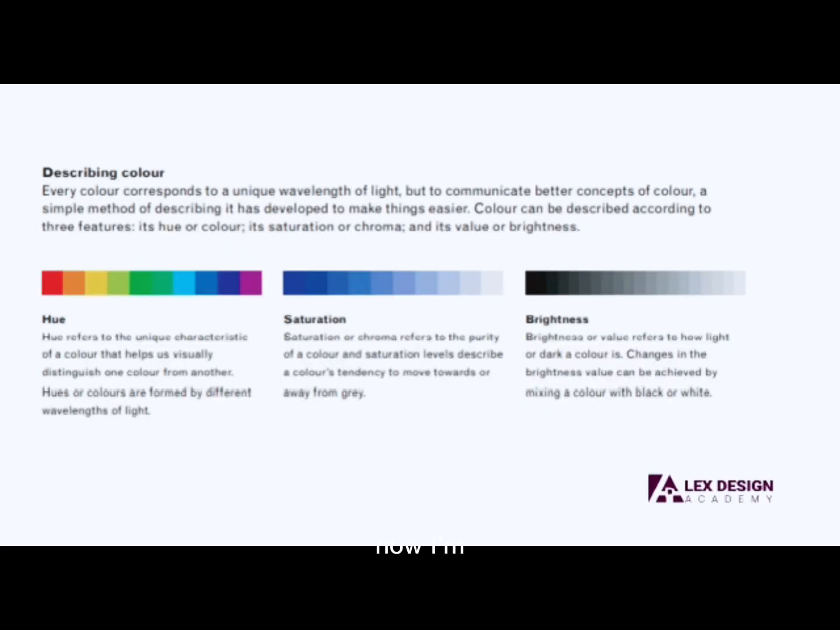Now, to describe a color, there are three classifications or features you need to understand: hue, saturation, and value. Hue basically means color. It's the same thing as saying the color. The particular initial color is called the hue.